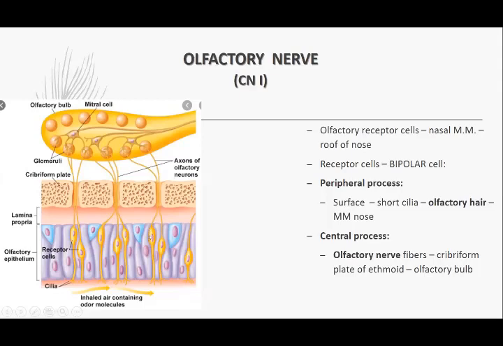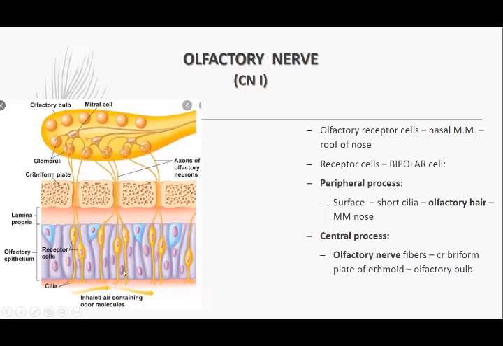Receptor cells. Now these receptors are basically bipolar cells, bipolar neurons. We studied bipolar neurons earlier. I don't think you remember, I don't expect you to. We studied the bipolar cells of the retina. The second example of bipolar cells is the olfactory mucous membrane, which has these bipolar cells that are receptors. Bipolar means two poles.